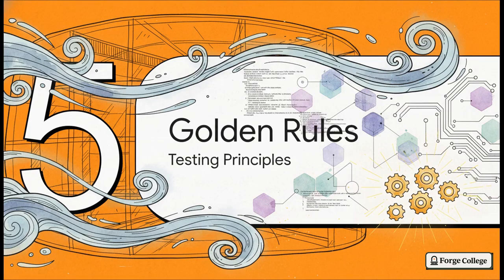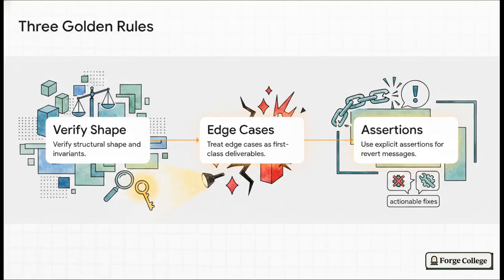Finally, Section 5, Golden Rules, the 3 principles of testing. As we get ready to leave the wind tunnel, let's lock in the overarching principles that should guide your engineering mindset. Here they are, the 3 golden rules. Number 1, always verify your structural shape and invariants. Check that the data is strictly equal, and check that mapping memberships make total logical sense. Number 2, treat finding those edge cases as your main job, not an afterthought. They're first-class deliverables. The happy path is easy. The edge cases are where the real engineering happens.